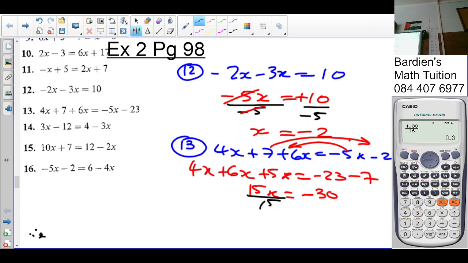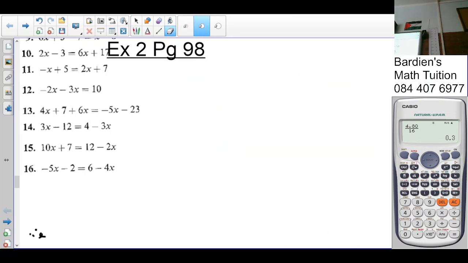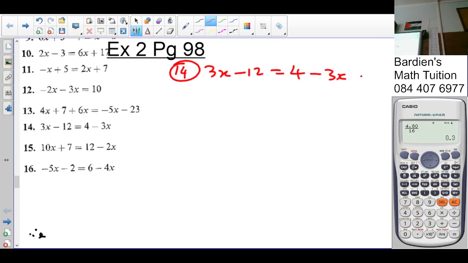Both sides over 15, you want x on its own. So x equal to? Okay. 14. Okay.